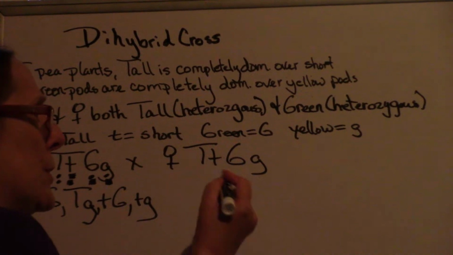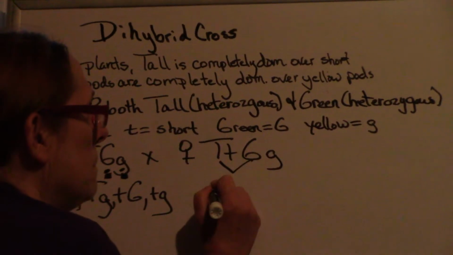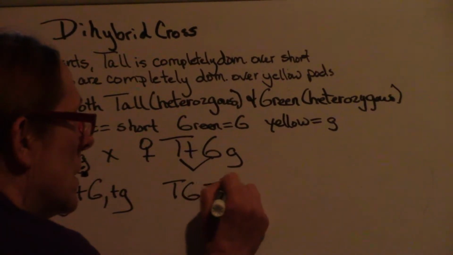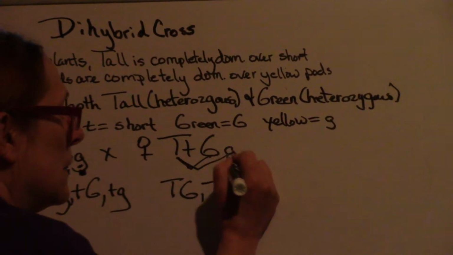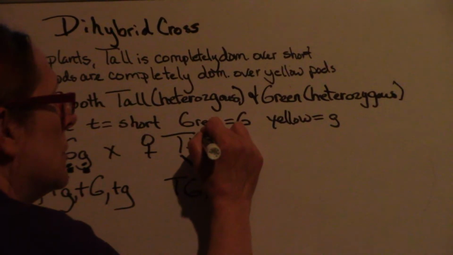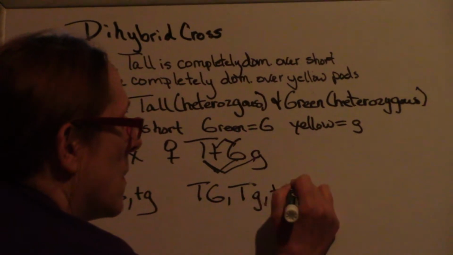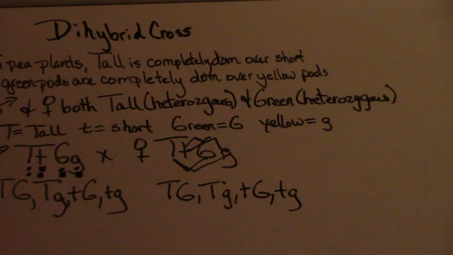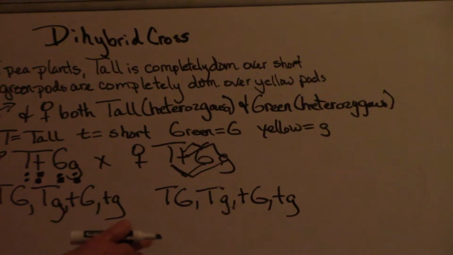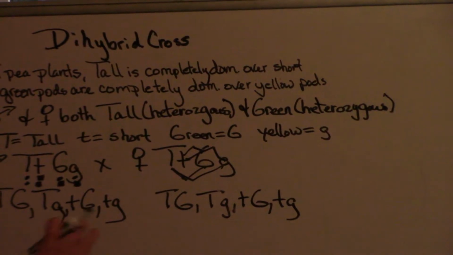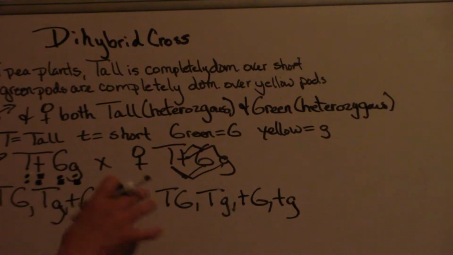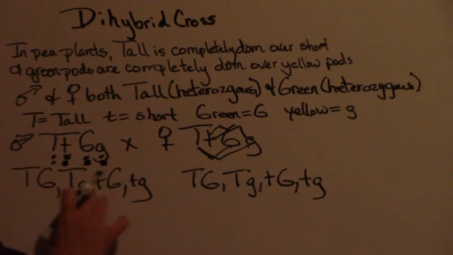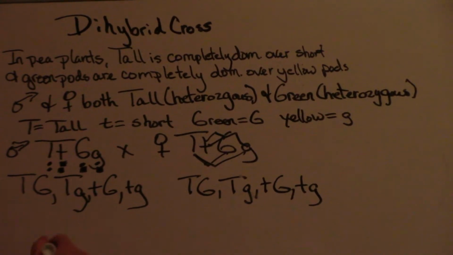Same thing will happen over here, but let's do it a little differently. So big T, big G, big T, little g, little t, big G, and little t, little g. In some ways, this is one of the most challenging parts of preparing a dihybrid cross: determining the gametes.